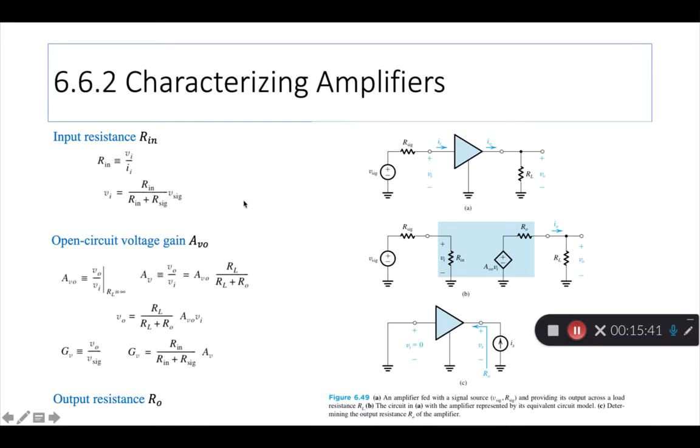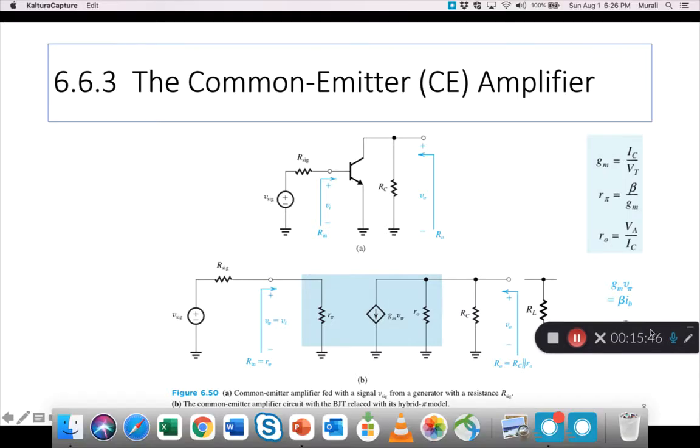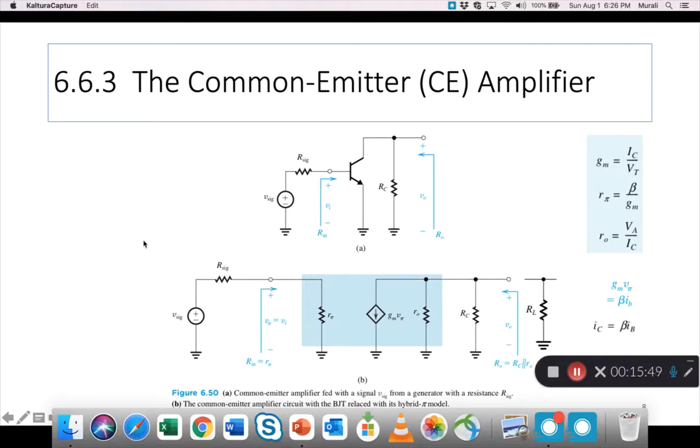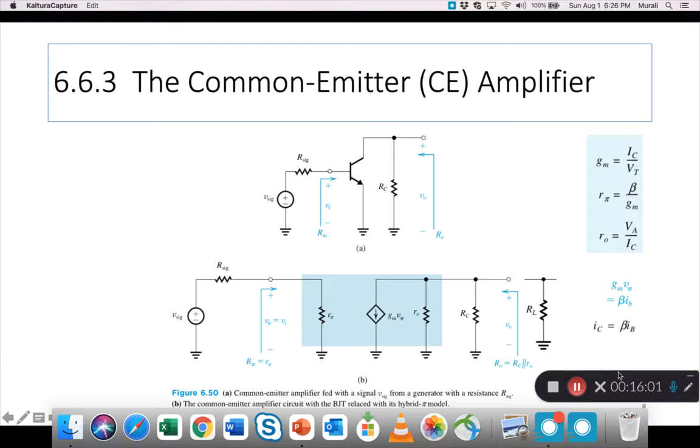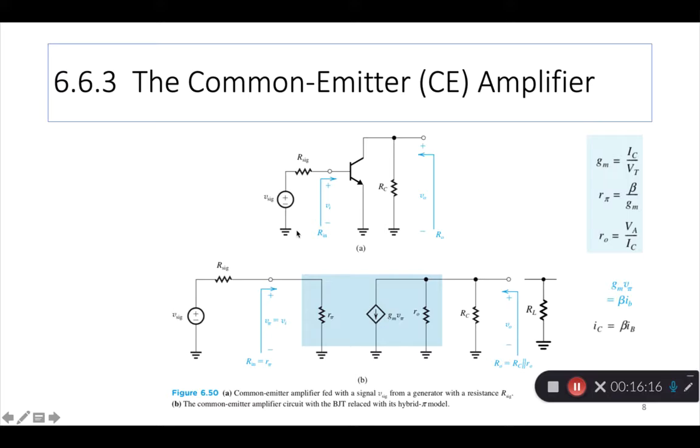Alright, so these are your main important properties of any amplifiers, and now we'll start looking at each of the three models or the three configurations, the CE, the CB, and the CC, understanding again the three properties: the input resistance, the voltage gain, and the output resistance for each of these three.